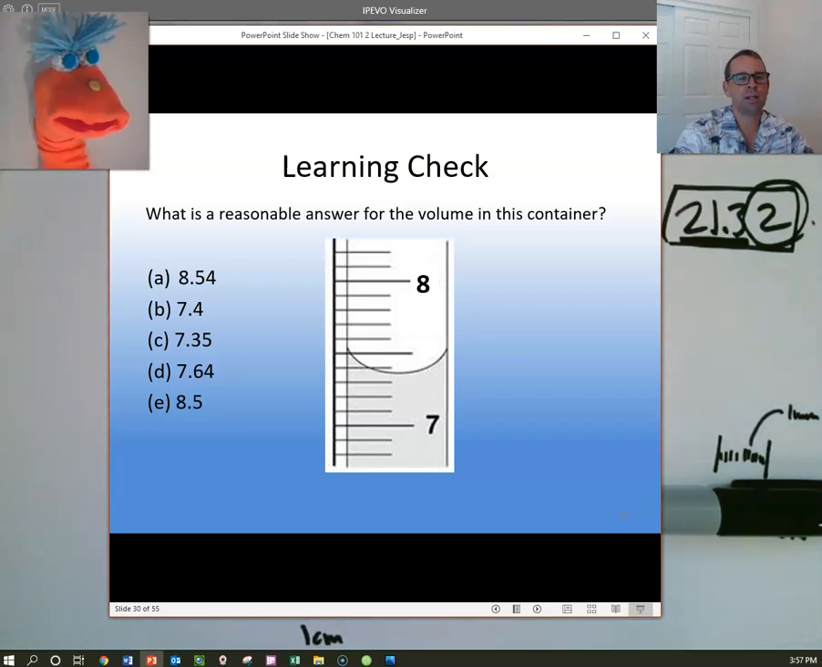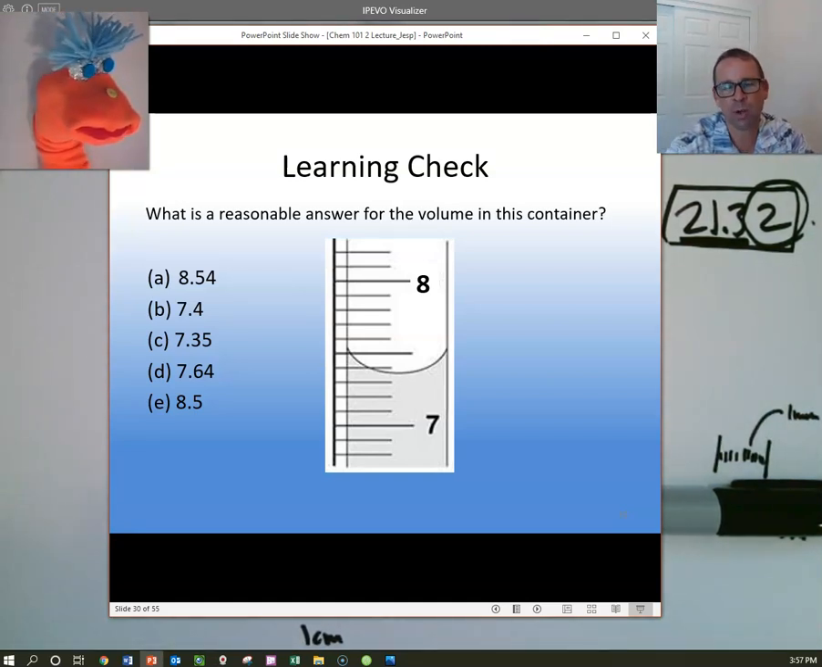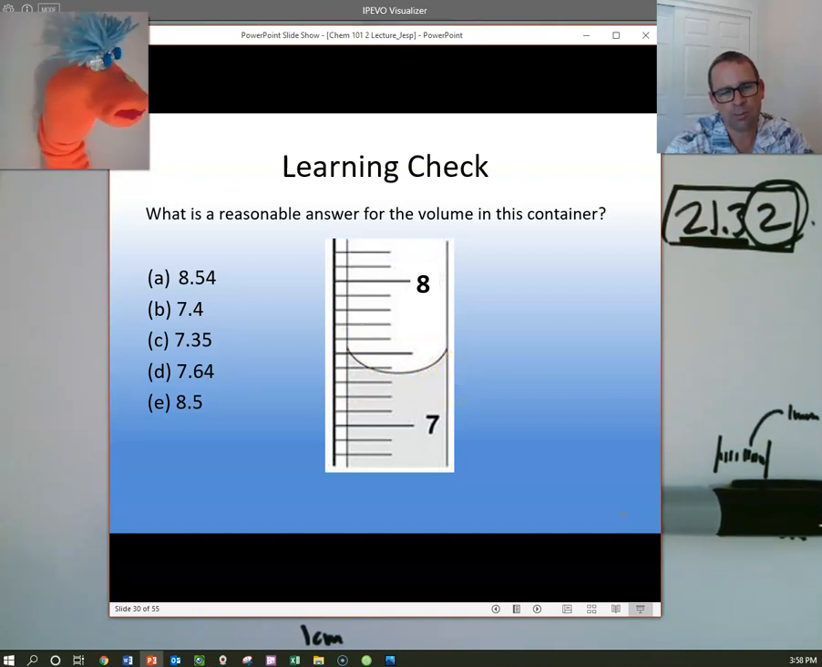All right, so which one of these is a reasonable answer for how much volume is in this container? Let's see. So you got 7.4. I can see it's not 7.4. Where do you measure on that curvy thing? Oh, right. You always measure at the bottom of the meniscus, we call it. This is the meniscus. You always measure at the bottom. Okay, so 7.3, I think C, 7.35.